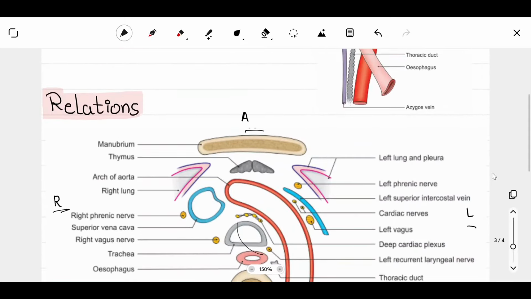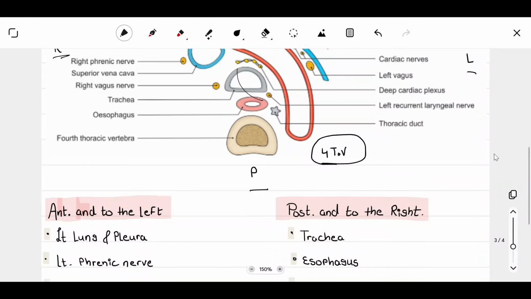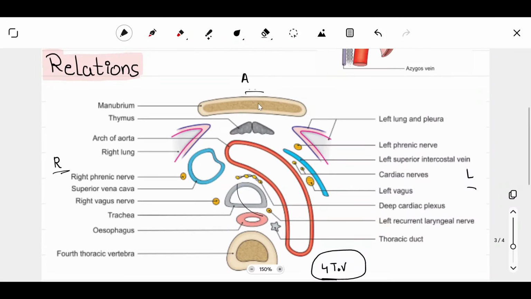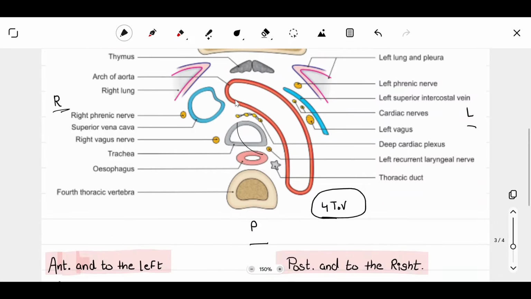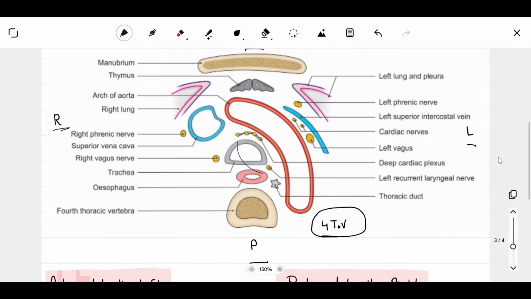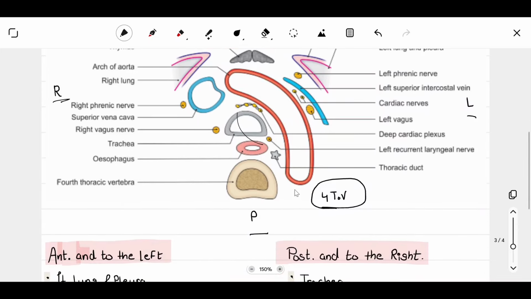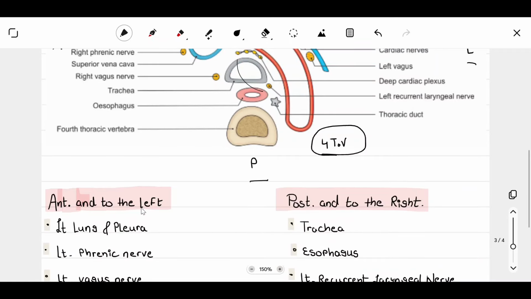Covering relations one by one. Anterior and to the left. We are not classically covering the relation as anterior, posterior, right, left, superior, inferior or like that. But in case of arch of aorta, since the structure is in curve or in arch, we are covering its anterior and its left relation simultaneously, and likewise we will be covering its posterior and right relation simultaneously. Covering the anterior and relation to the left include left lung and pleura, phrenic nerve, vagus nerve.